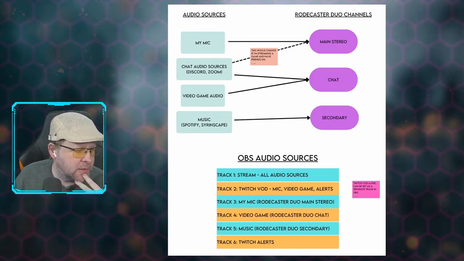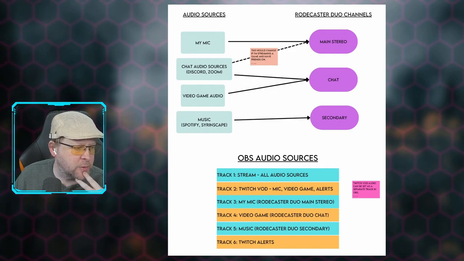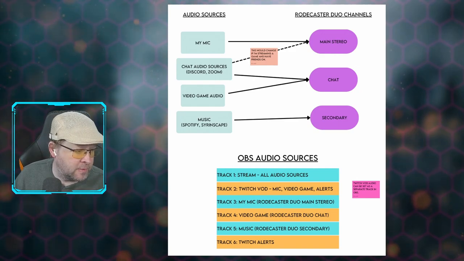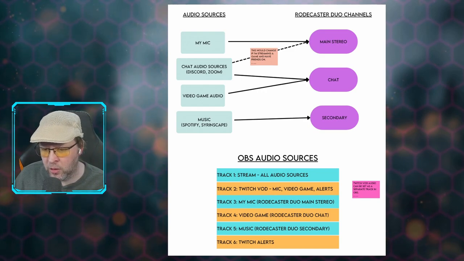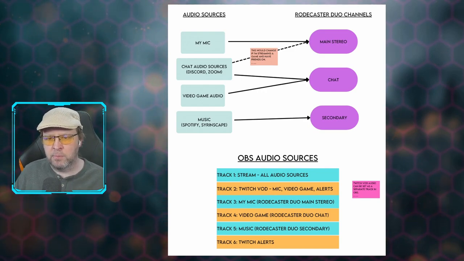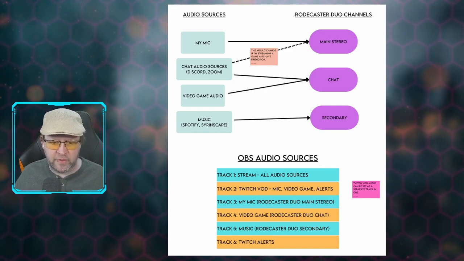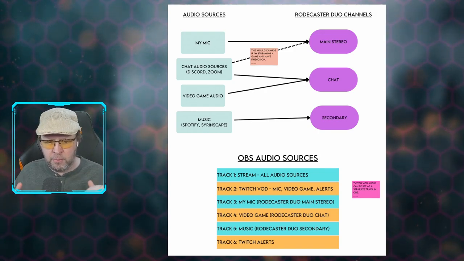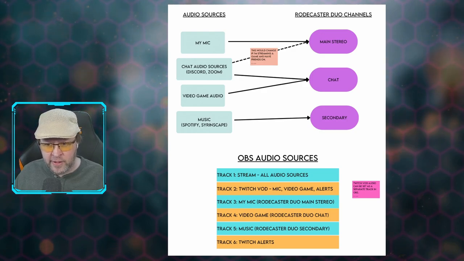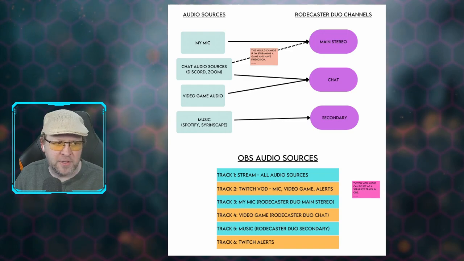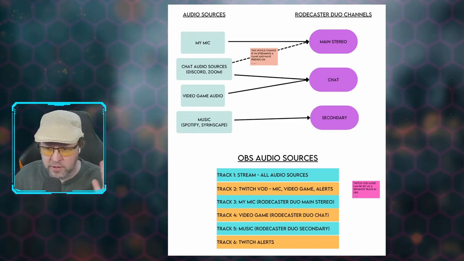Track three, I put my mic. Track four, video games. Track five, music. Track six, Twitch alerts. Twitch alerts do not go through my Rodecaster Duo. They're just their own separate thing in OBS. Again, you can put as many audio sources as you want when you're streaming OBS, but if you want to get them down, you get six tracks, and you have to decide where you want things to go. Or you can just leave everything at default, and everything will go to all the tracks.